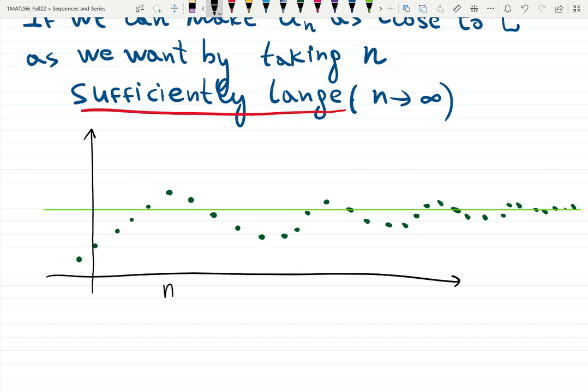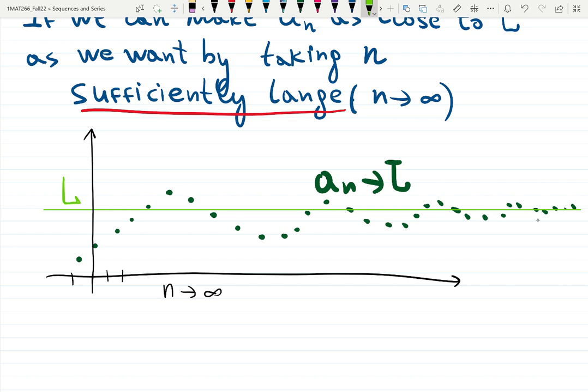On the x and y axis, it looks like so. N keeps growing. N is a counter: the first cat, the second cat, the third cat, the fifth cat, and so on. But then a sub n is in green dots. A sub n approaches capital L. Where is capital L? This green line is capital L.